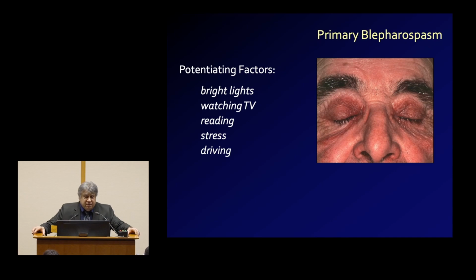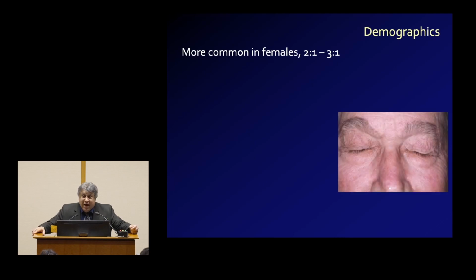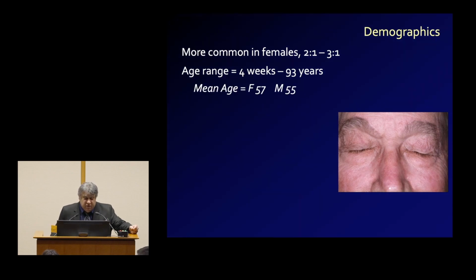There are some potentiating factors that sometimes initiate the spasms or make them worse. Things like bright lights, which is maybe the most common, watching television, reading, stress, driving, all of these things have been described as initiating the spasms. It's more common in females than males, in a ratio of somewhere between 2 and 3 to 1. The age range reported in the literature is from 3 weeks of age to 93, but for the most part, it involves patients between 55 and 60 years of age as the onset of the disorder.